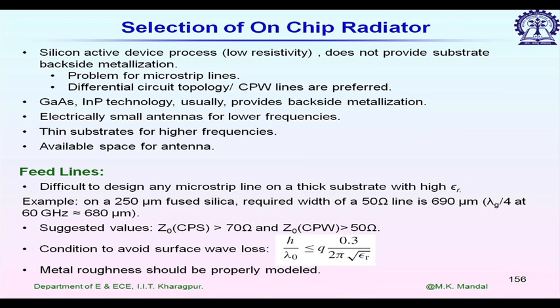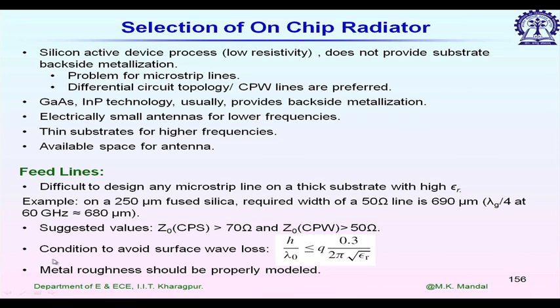Let me give you a numerical example. On a 250 micrometer fused silica, the required width of a 50 ohm microstrip line is 690 micrometer, whereas lambda g by 4 at 60 gigahertz is 680 micrometer. So we can't use this. Then the typical suggested values are more than 70 ohm for coplanar strip, more than 50 ohm for CPW, or for microstrip line also more than 50 ohm.